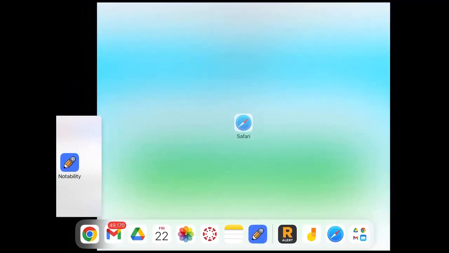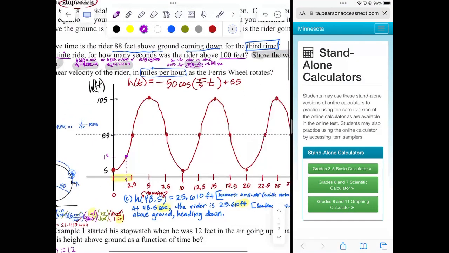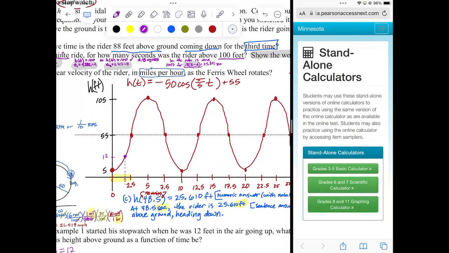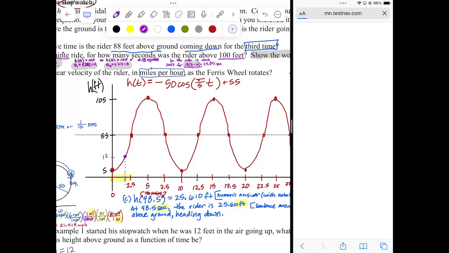You probably have to type in your equation again from yesterday because we didn't get to finish, but that's okay. It's not that bad. You should be in radian mode. I don't think anyone changed it, but it's worth a check. Negative 50 cosine of pi fifths t plus 55.